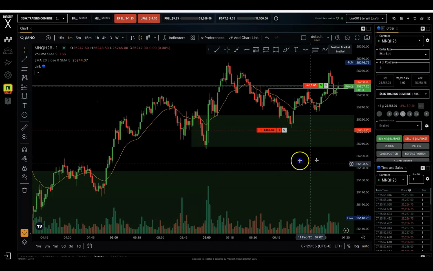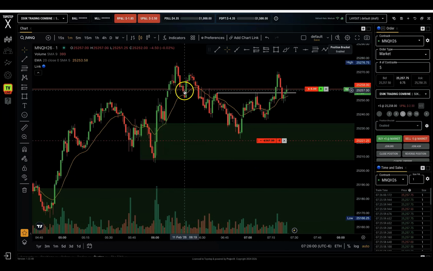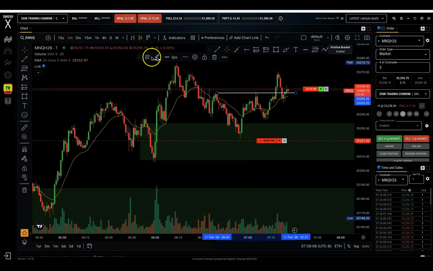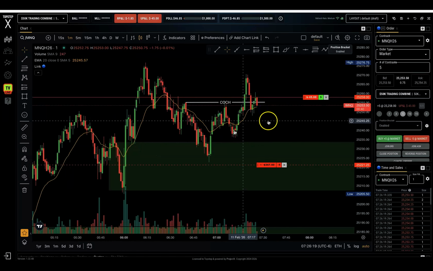chart, we were doing the same thing. Then we got a pull back. We started to make lower highs and lower lows, low, high, low, high, low, lower high. So this was the last lower high right here. This is the last lower high. And right here is where we broke into this demand zone.